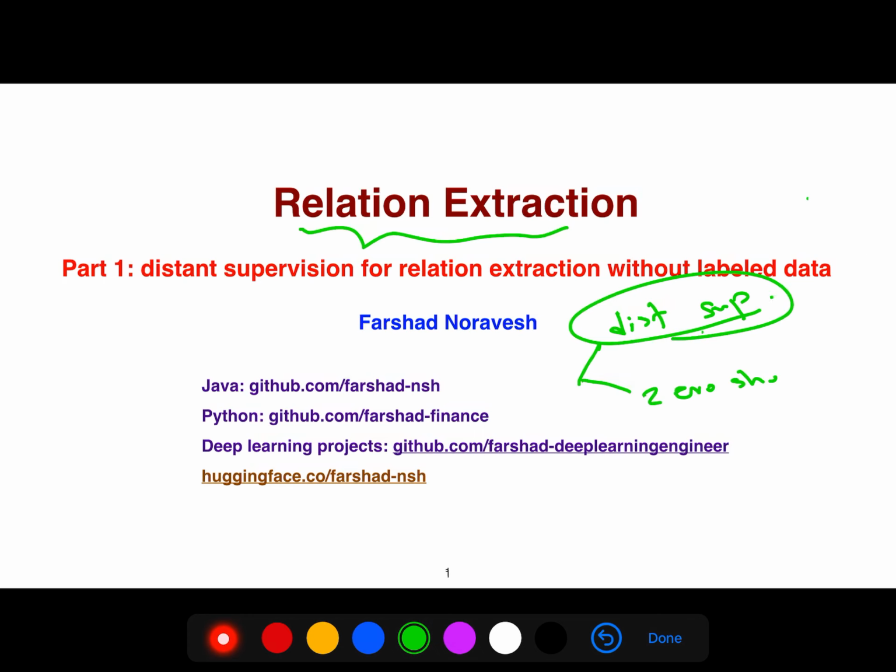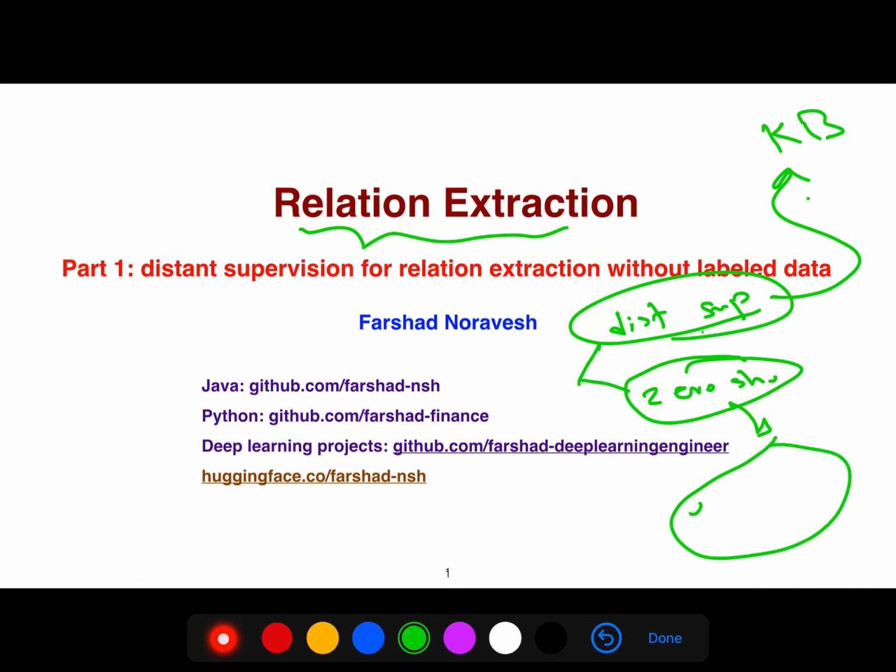Distance supervision uses a knowledge base. For example, in common sense reasoning, we use ConceptNet and Atomic as our knowledge bases. And zero-shot learning is just a restriction of the few-shot learning paradigm, so it's another paradigm. I have a playlist for few-shot learning that you can check out, because it gets around the problem of deep learning needing lots of data, being data hungry. Few-shot learning allows us to use just a few examples.